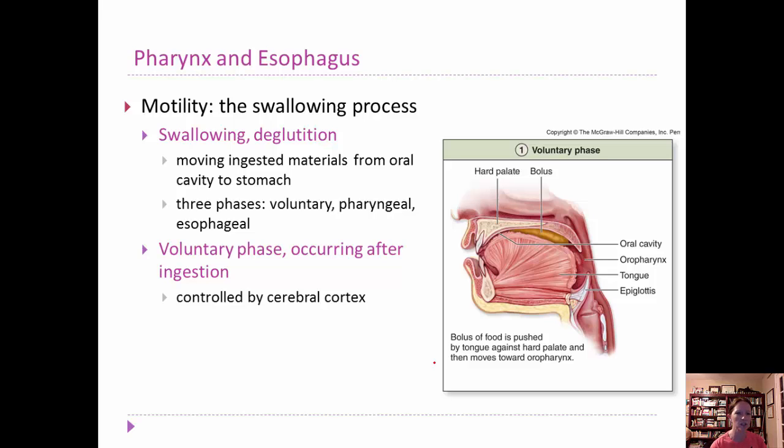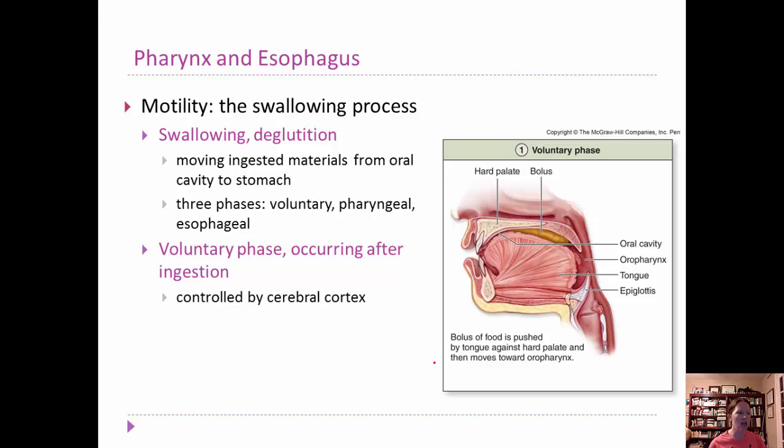So there's going to be 3 phases. You're going to have your voluntary phase, you're going to have your pharyngeal phase, and your esophageal phase. And really what the last 2 are going to refer to is where they are located, where that bolus is located. So let's first start with the voluntary phase, which is going to occur right after ingestion.